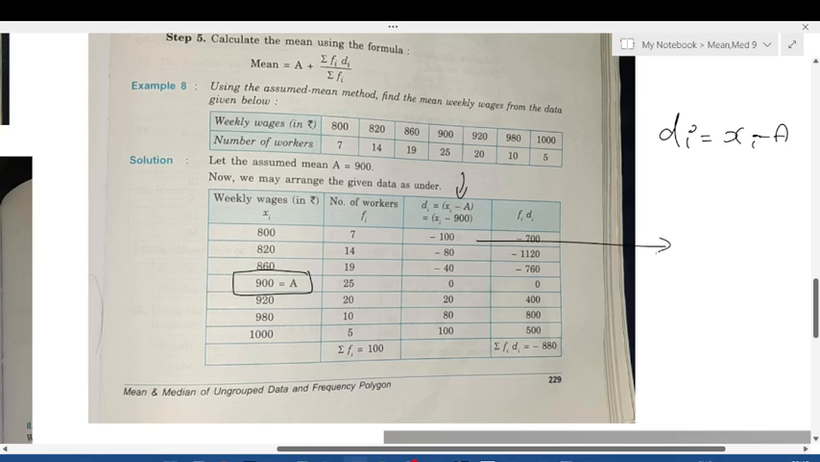How did they get minus 100? Can you tell me the calculation for minus 100? What is xi value? 800 minus, what is a value? What is 800 minus 900? Can you see they've just given the direct answers? The calculation you have to do in the working. Even in the exam, don't do the calculation in the table. They just need the direct answer. So write everything. What's the next column? Fi. Can you see here summation of fidi is given?